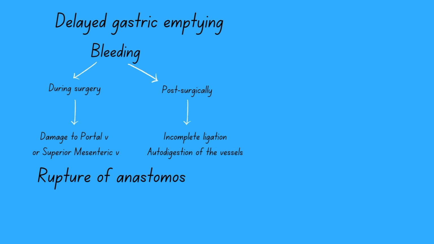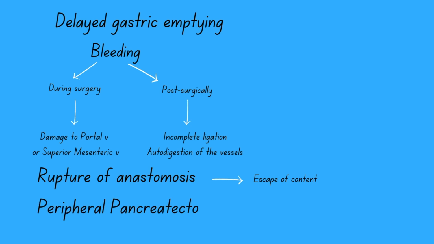Another complication can be a partial rupture of the pancreaticojejunostomy anastomosis and the escaping of the content. In peripheral pancreatectomy, you can find the left infradiaphragmatic abscess.